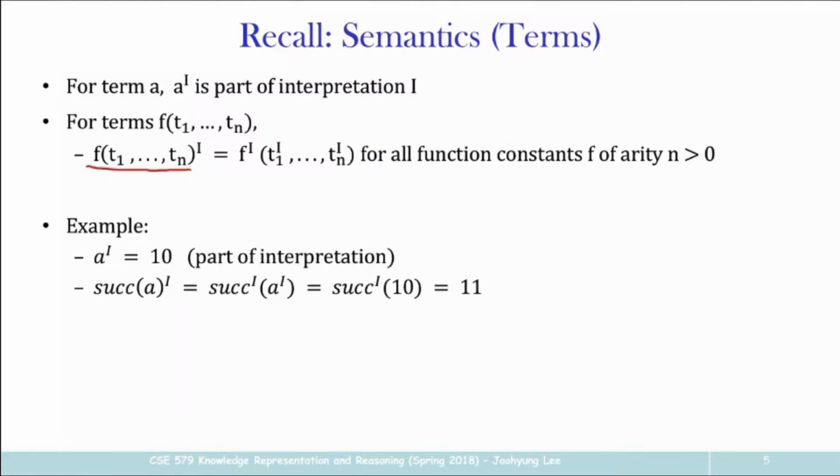Basically you do the evaluation for the inside. Each of the ti's will be evaluated under this interpretation, and when each of them is evaluated, it returns an individual in the universe. Now you have individuals in the universe as input, then this function f superscript I looks at those individuals and returns another member. So that's how you do it, and which member is returned is specified by f superscript I.